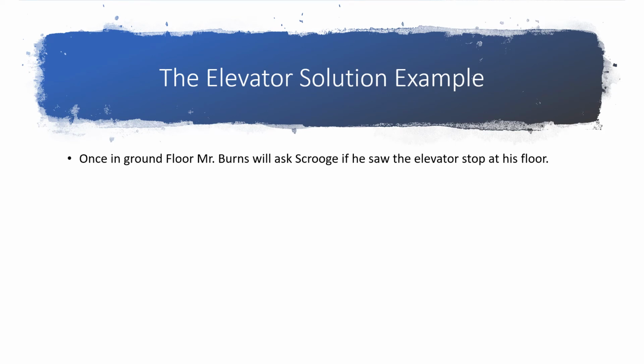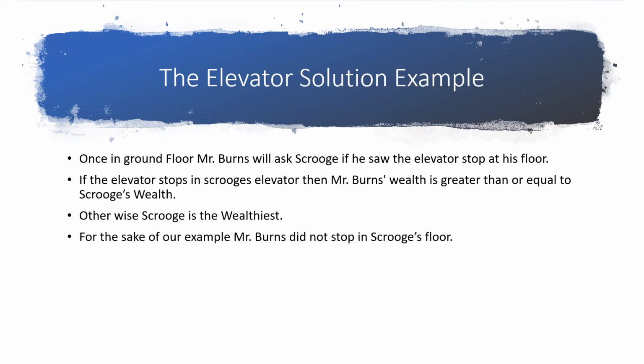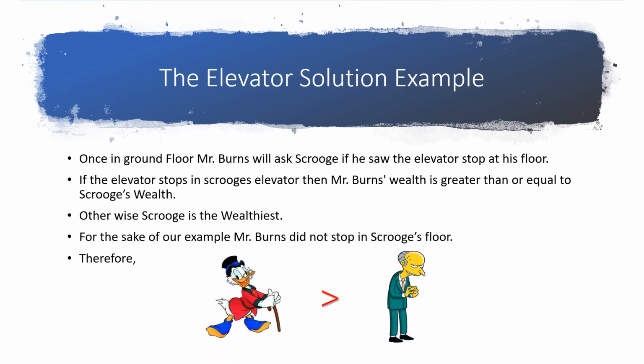So once on the ground floor, Mr. Burns will ask Scrooge if he saw the elevator stop at Scrooge's level. If the elevator stopped on Scrooge's floor, then Mr. Burns' wealth is greater than or equal to Mr. Scrooge's wealth. Otherwise, Scrooge is the wealthiest. So for the sake of our example, Mr. Burns did not stop on Scrooge's floor. Mr. Burns went down and did not stop on Scrooge's floor. Therefore, Scrooge McDuck is wealthier than Mr. Burns.